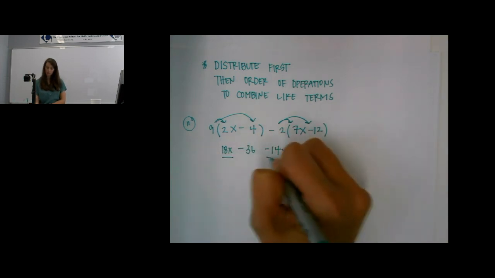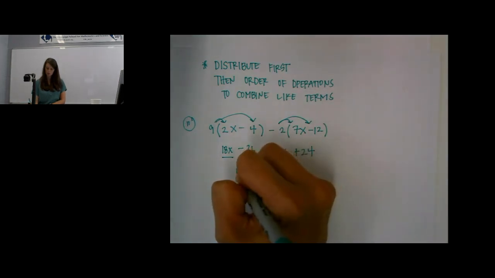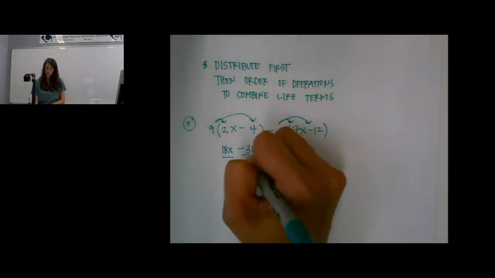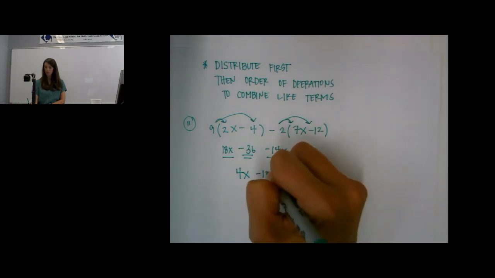Combine now your like terms. So we'll have 18x minus a 14x, so that's going to be a 4x. And negative 36 plus a 24 is going to be a negative 12.